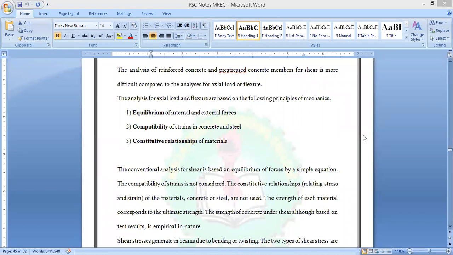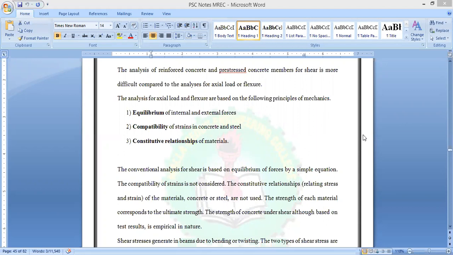So only equilibrium of internal forces due to the external forces can be used to analyze your member under shear. Understand? Okay. So this is the principle of mechanism to analyze your members towards the shear force.